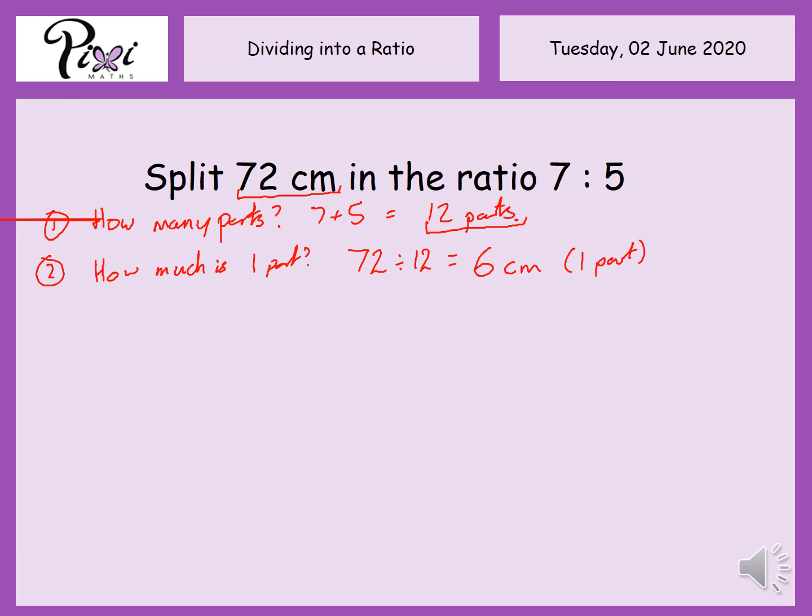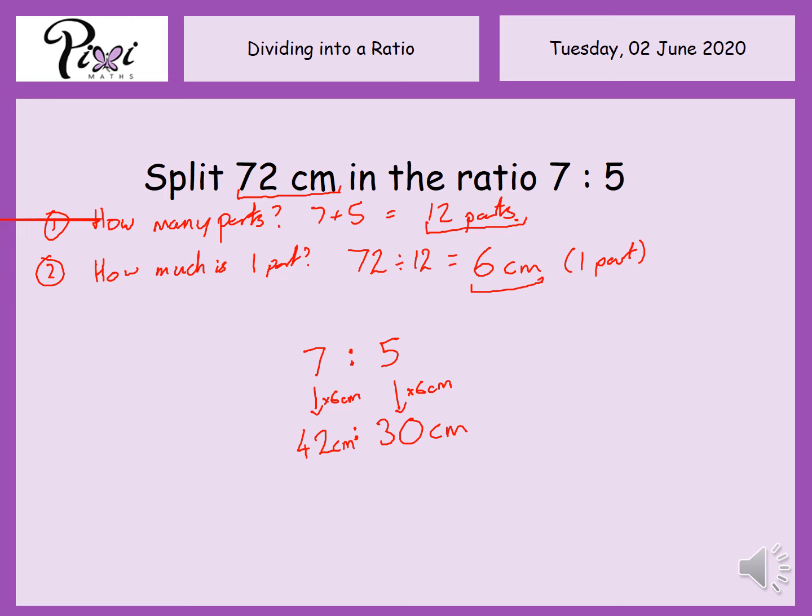So now we know that, we're splitting it into the ratio 7 parts to 5 parts. And we know that each part is worth 6 centimetres. So we need to do 7 lots of 6, that is 42. And this one is 5 lots of 6, so we're going to do times 6 centimetres here as well. So that'll be 42 centimetres to 30 centimetres. And we've split it in the ratio 7 to 5.